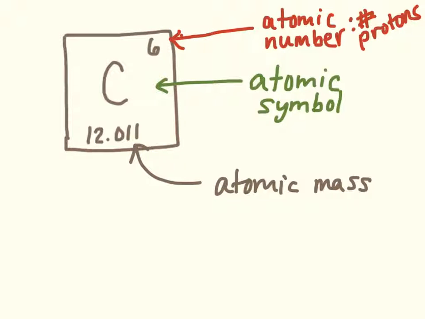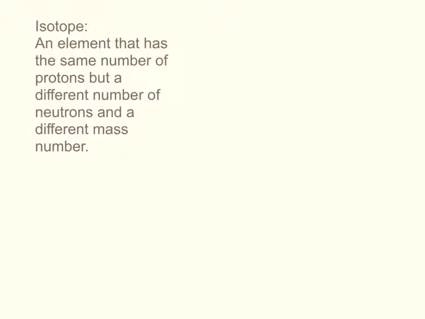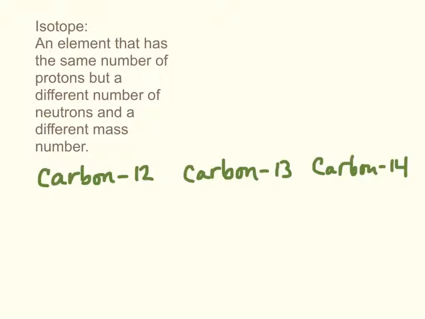So let's talk about what isotopes are. An isotope is an element that has the same number of protons, but a different number of neutrons and a different mass number. So let's look at some examples of isotopes. Let's look at 3 isotopes of carbon. This is one way to write an isotope, where you write the name and then a dash and then what we call the mass number. So let's talk for a moment about this 12, 13, and 14.